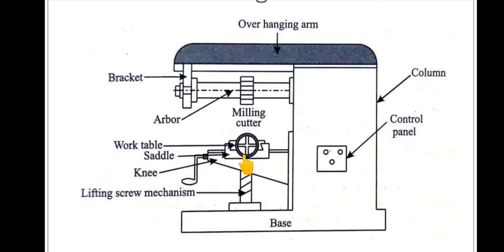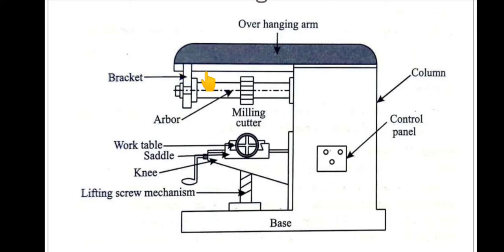Next is the overarm. As I already told, this is the overarm. It is made of cast iron and mounted on the guideways provided on the top of the column. This also supports the guide at the other end. As I told, this bracket is connected to the other end of this overhanging arm.